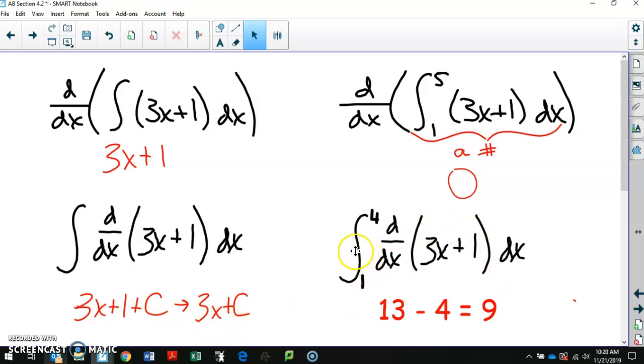Lower right, it's the integral of the derivative, but now we have endpoints, we have boundaries, so we get to 3x plus 1, but then we have to plug in our boundaries of 4 and 1. 13 minus 4 equals 9.